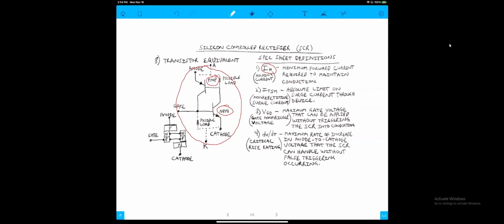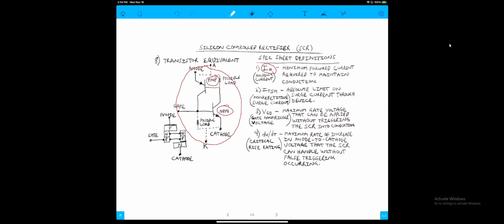Basically, it looks like you're just opening the circuit, but in reality, you're not. You still have current flow through the LED and through the SCR, because there's a minimum holding current in order for this to continue conducting. Once you drop below that minimum holding current, that's when the LED will go out.